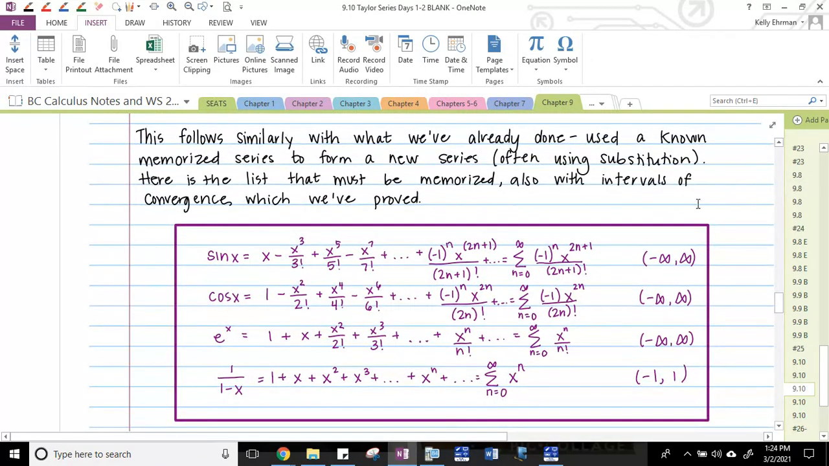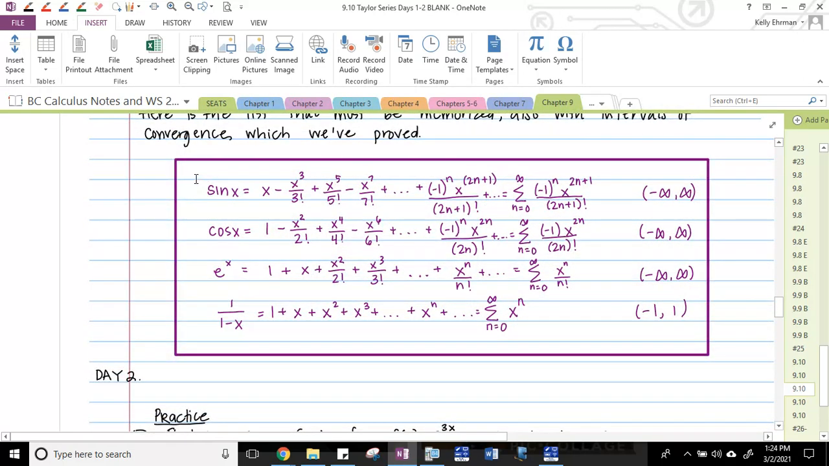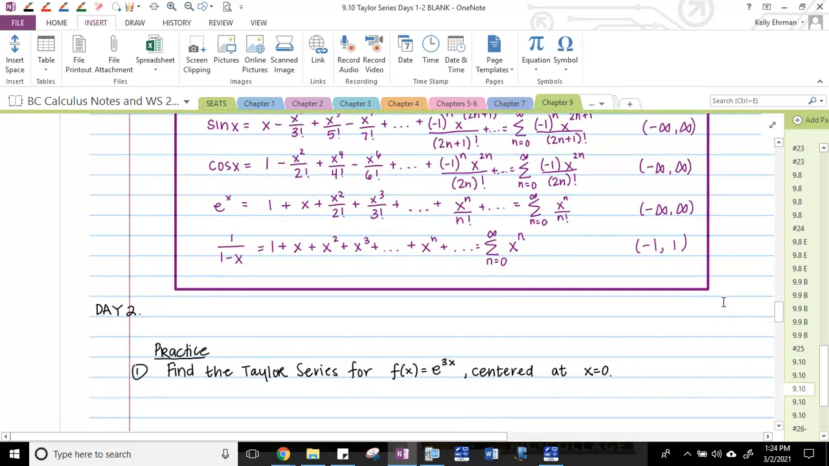So I've been sort of alluding to being able to have a shortcut to build some series. We have to be careful when we're building a new series based off of something that we've memorized. So here are the four that you had to memorize: sine x, cosine x, e to the x, 1 over 1 minus x. And here are their intervals of convergence. Quick way is just they all converge for all real numbers except the geometric power series, which converges on the interval -1 to 1.